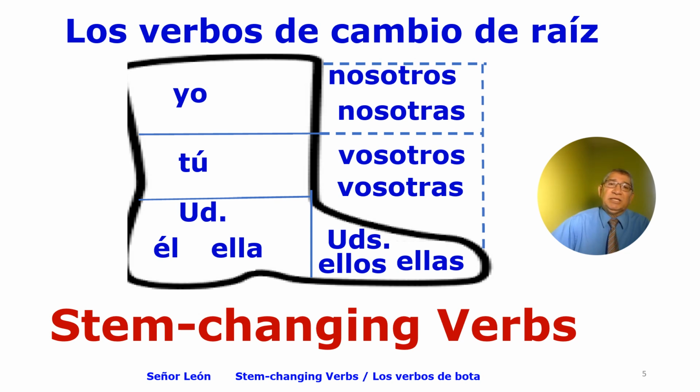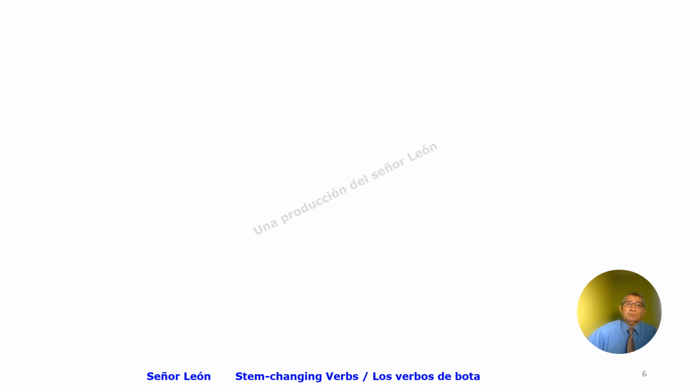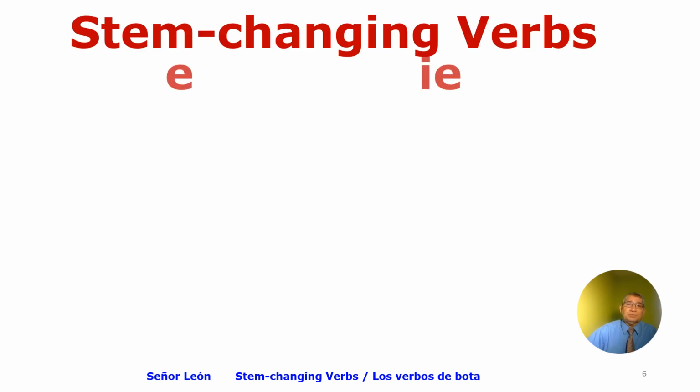So that means that in this case, the nosotros, nosotras, vosotros, and vosotras forms will follow the same pattern as all regular verbs. You will only change the spelling for the yo, the tú, usted, él, ella, ustedes, ellos, and ellas. There are several stem changing verbs. For this purpose, we are going to work on E to IE verbs.